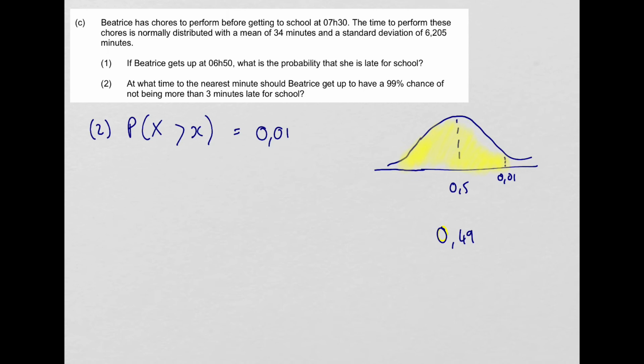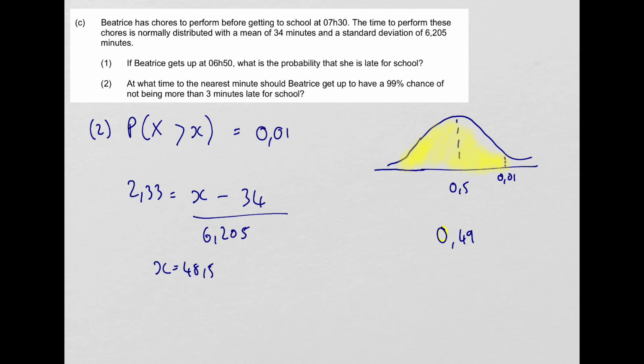So our z-score is 2.33, and that is equal to x, which is what we're solving for, minus the mean, over the standard deviation of 6.205. Solving for x, we get x is 48.5 minutes. I've rounded that off to 1 decimal place because the question asked for the nearest minute.